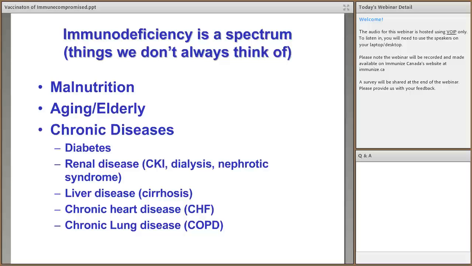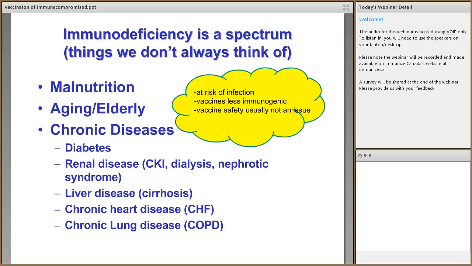Several chronic diseases impact our immune responses. These include diabetes, kidney disease, especially dialysis, liver disease, chronic heart and lung disease as well. So in these cases, the persons with these conditions are at risk of infection. Vaccines are less immunogenic, but in these cases, vaccine safety, especially with live vaccines, is usually not an issue. So that's why I've separated these out from the earlier conditions.